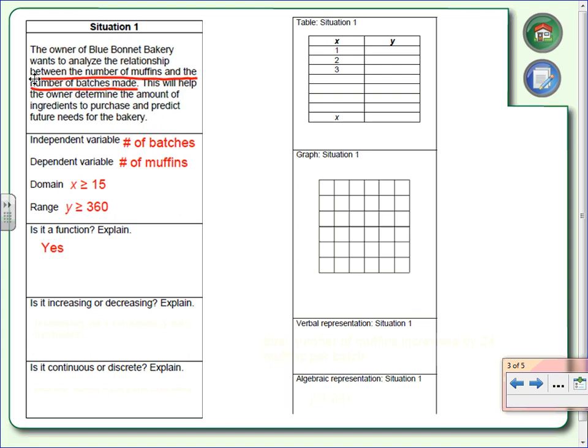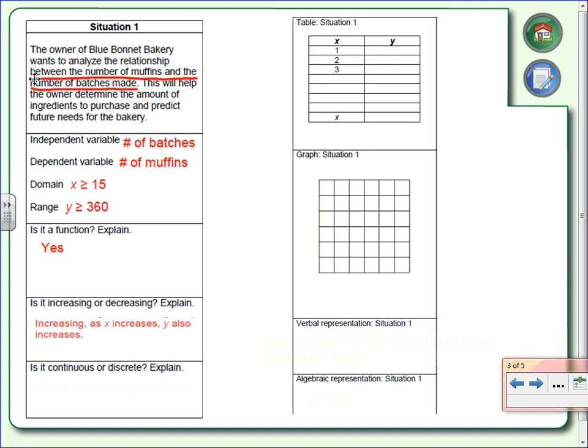Next one. Do we have an increasing or a decreasing relation? What do you think? Increasing. Why would you say increasing? Because the more you get, the bigger the number, the range. Okay, so the more batches we make, the more muffins we're going to have. Very good. So yes, it's increasing.